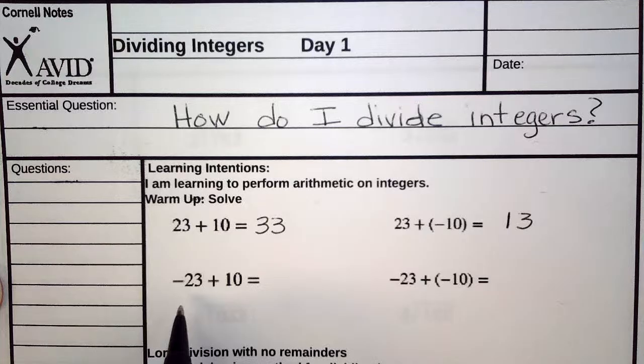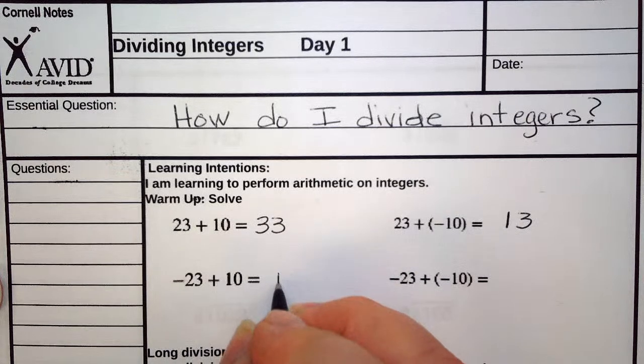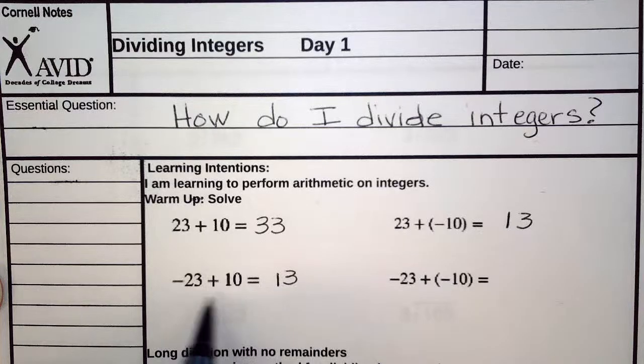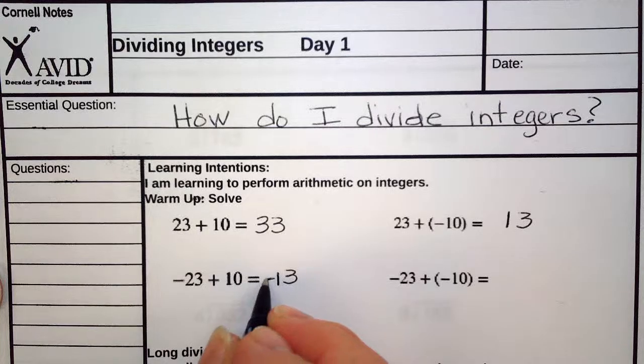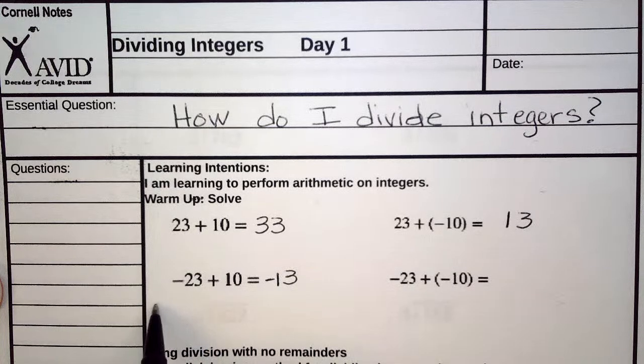For this one, it's the opposite way around. I've got negative 23 and a positive 10. Once again, I find their difference. 23 minus 10 is 13. I go back over and I see which one of these two numbers is bigger. It's a 23, so 13 has to be negative. If you're thinking about a number line, you're starting down here at negative 23, you're going 10 units up towards 0. So you never hit 0, that's why it has to be a negative number.